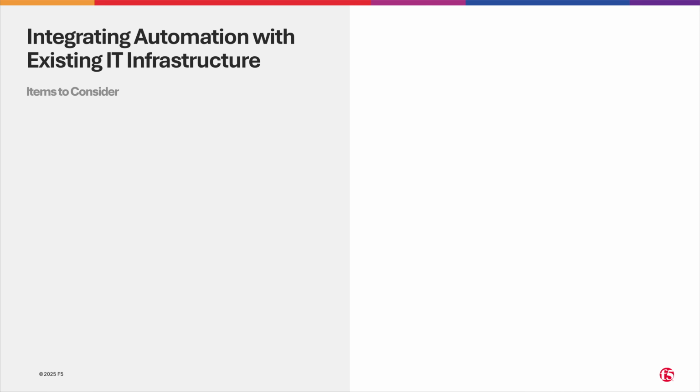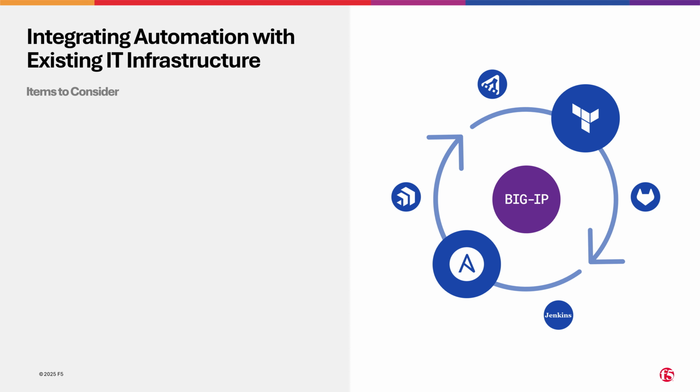Once you have your objectives and processes identified, it's time to think about integration. Getting your automation to work well with your existing IT setup is important for keeping everything running smoothly. Start by evaluating how your chosen tools will interact with your current systems, including monitoring, logging, and management platforms. For example, when using Ansible with BIG-IP, consider integrating with centralized logging systems to capture configuration changes and performance metrics. This helps with auditing and troubleshooting automated tasks.